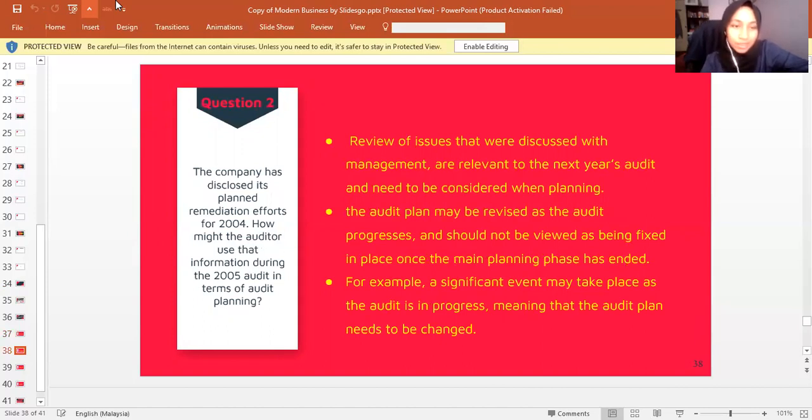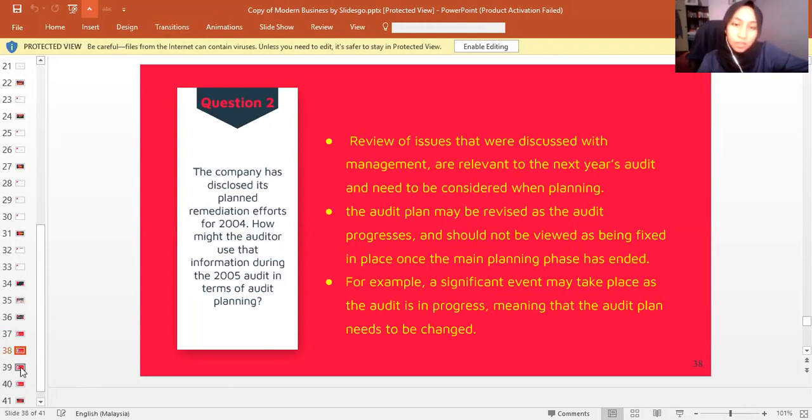Question 2. The company has disclosed its planned remediation efforts for 2004. How might the auditor use that information during the 2005 audit in terms of audit planning? What the auditor can do is review issues that were discussed with management, such as control deficiencies or unadjusted errors, because this information is relevant to the next year's audit and needs to be considered when planning.